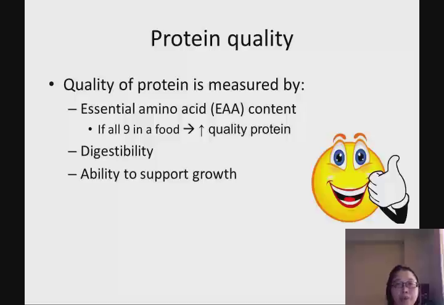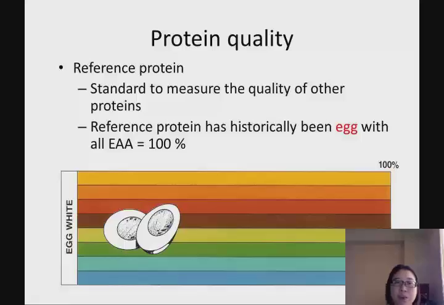Third, after we absorb this protein, it has to be able to support our growth. Of course, you have to see the body weight gain and the height increase, and after you absorb it, you are able to utilize it. If you don't have these three components, you cannot say this protein is a high quality protein. When you want to compare proteins, you need a reference protein, which is the gold standard protein.